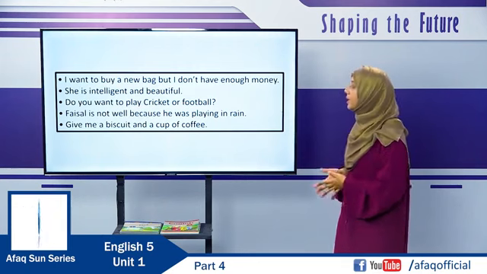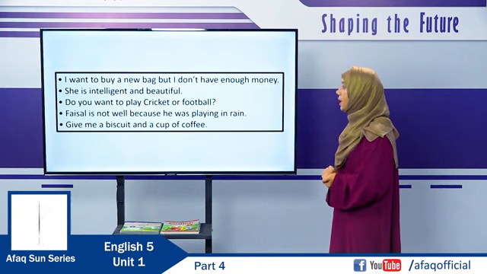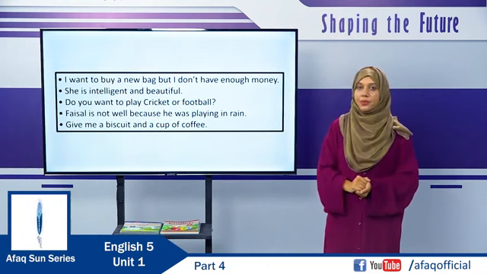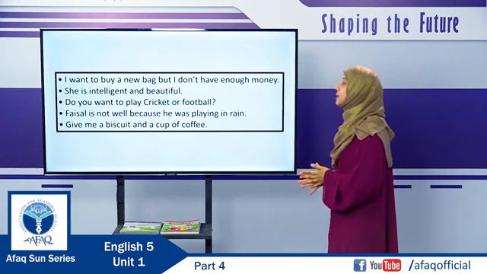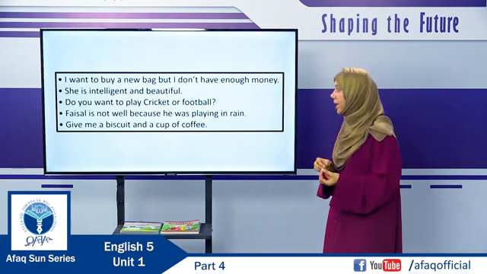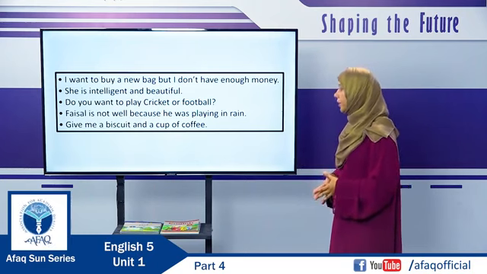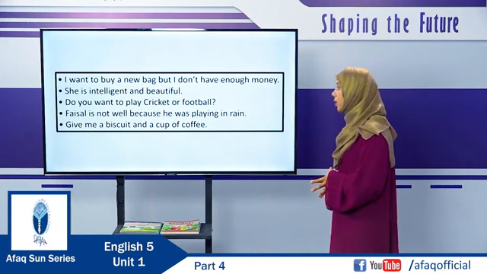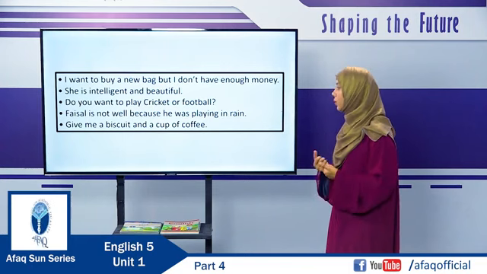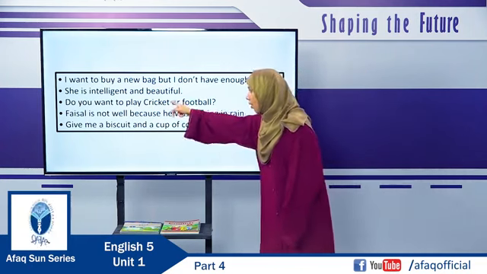In the same way, let's look at the second sentence. He is intelligent and beautiful. What is the conjunction in here? And is the conjunction, and it is connecting two words, intelligent and beautiful. Do you want to play cricket or football? Here as well, two words have been joined together with a conjunction, and the conjunction is or.